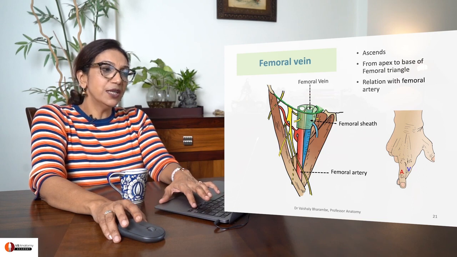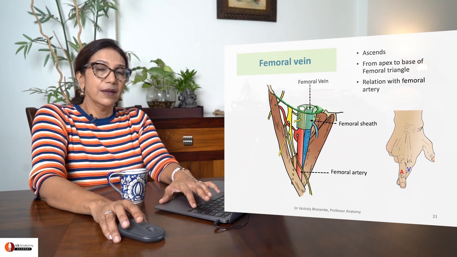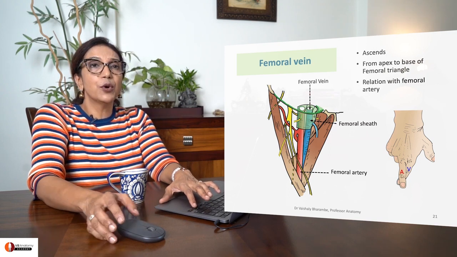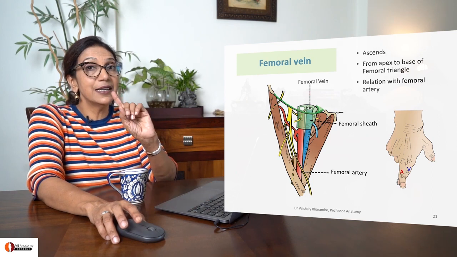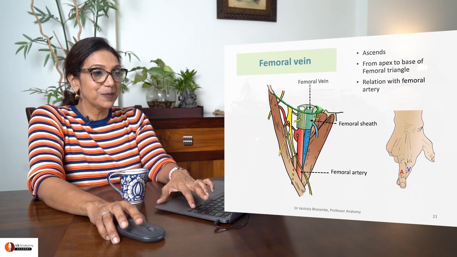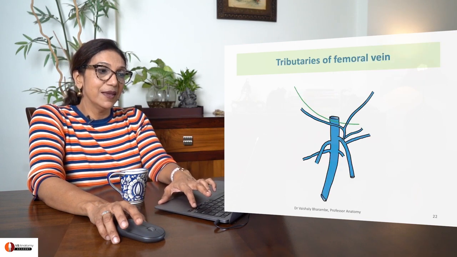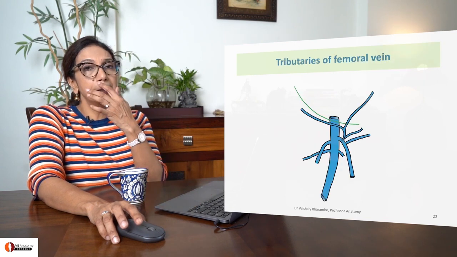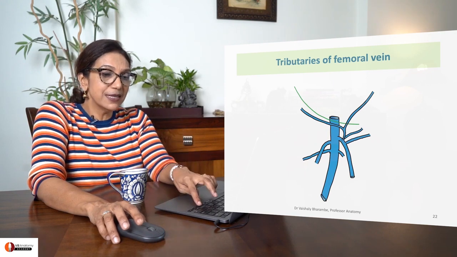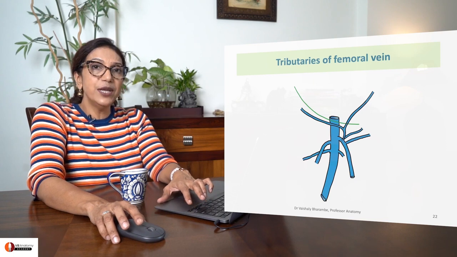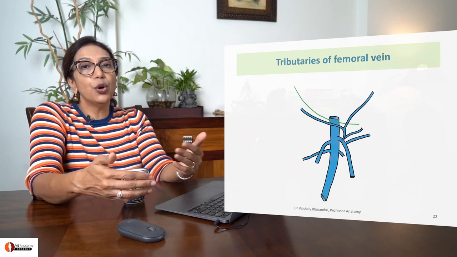Now, the femoral sheath encloses the proximal end of femoral artery and femoral vein. Note that it does not enclose the nerve. As you can see, the femoral artery receives tributaries. Okay? Its biggest tributary is the great saphenous vein, which itself receives a lot of blood.